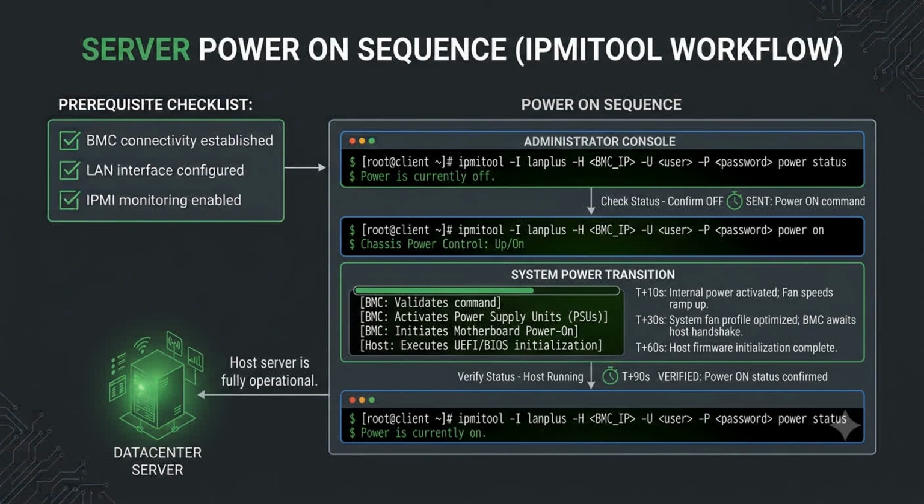To power on a server, type ipmitool power on. The command goes to the BMC. The BMC checks the current power state. If the server is already on, it does nothing. If the server is off, it sends a signal to the power supply. The power supply turns on.